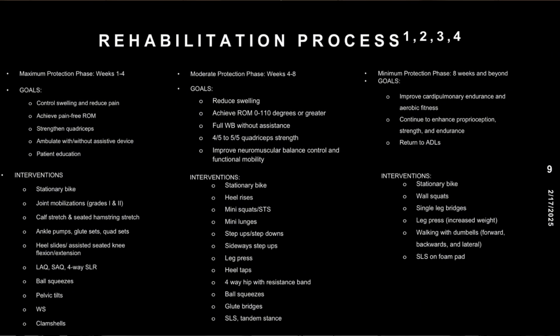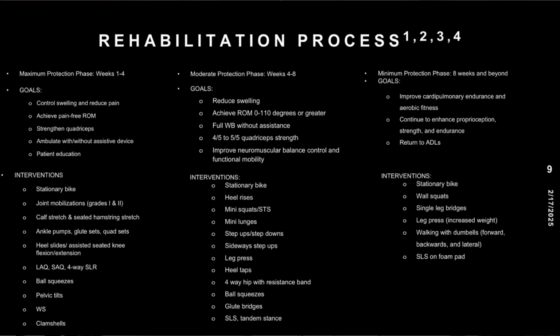So the next phase we're going to move into is the moderate protection phase, weeks 4 through 8. Here we're still focusing on reducing swelling and improving range of motion. As I stated before, we want to be full weight bearing without an assistive device, continue to improve the strength of the quadriceps, and also improve the neuromuscular balance and functional mobility.